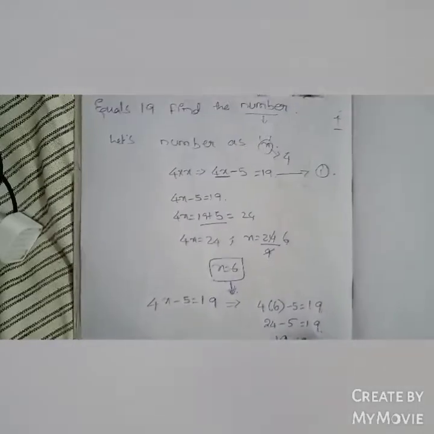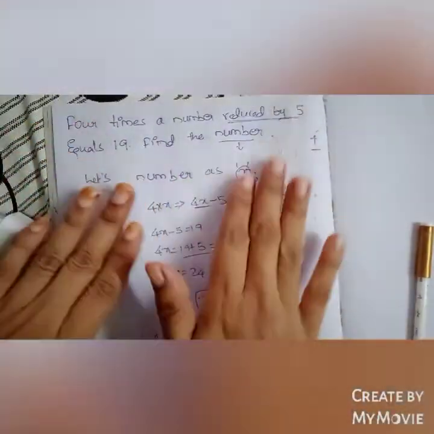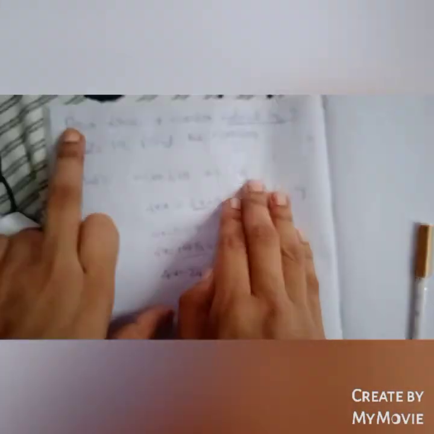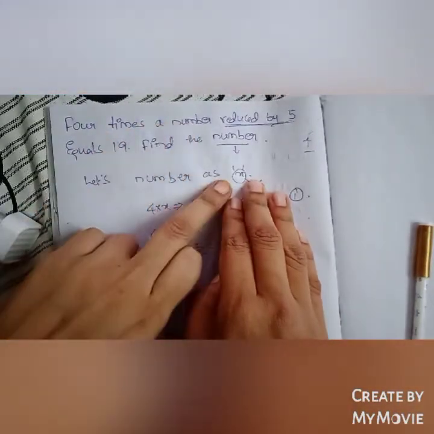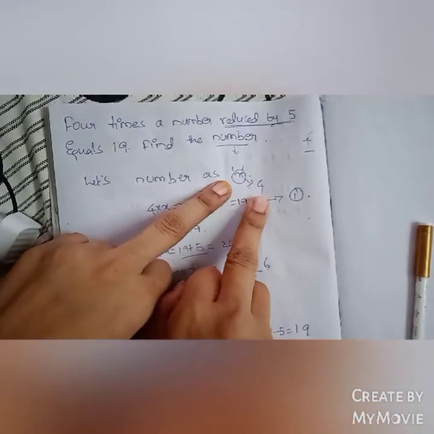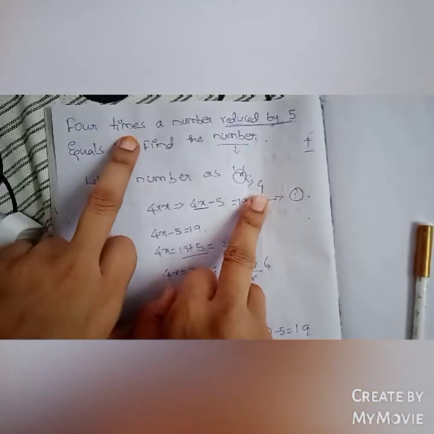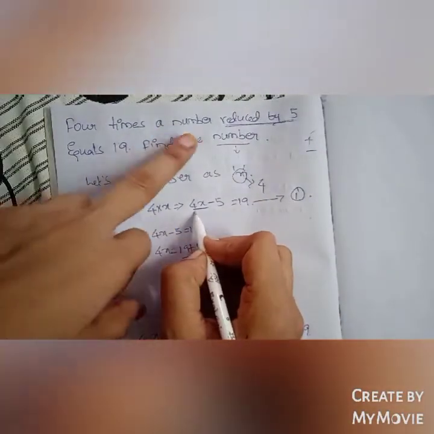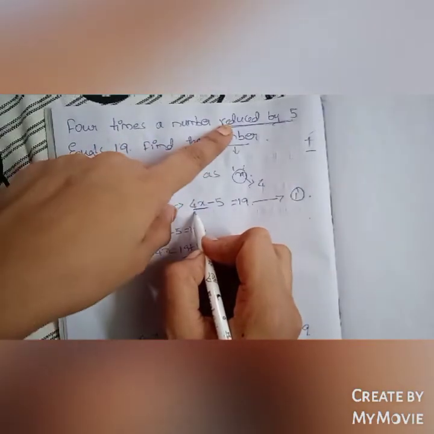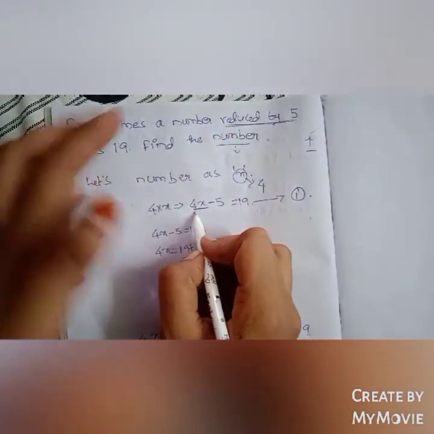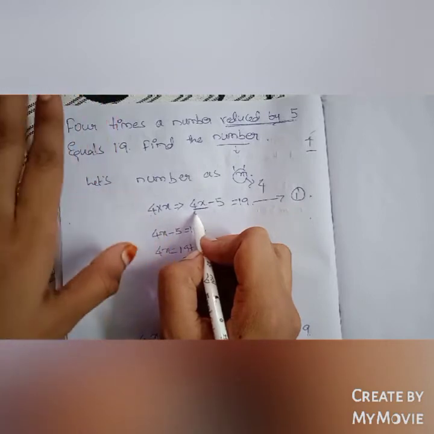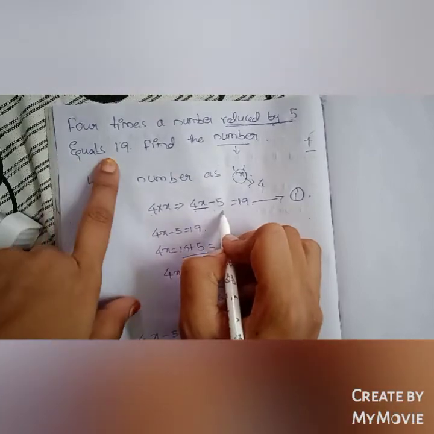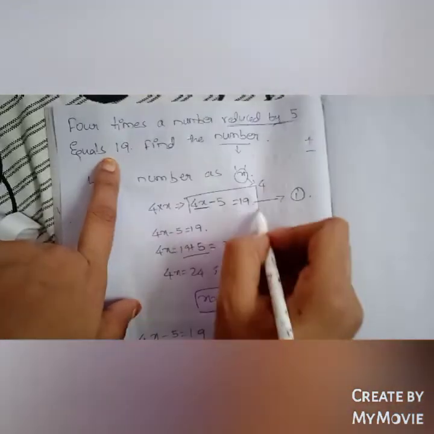So children, the first step is to say the number as x. 4 times a number means we need to multiply this number x with 4, because the given question is 4 times a number. This 4 into x is 4x, and it is reduced by 5. Reduced means we need to use subtraction. For exceeds we use the addition operation. So 4x minus 5 equals 19.